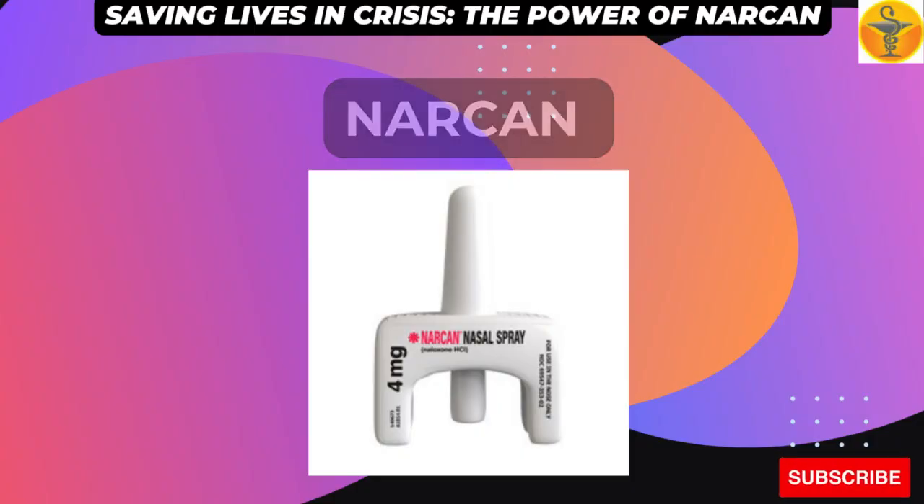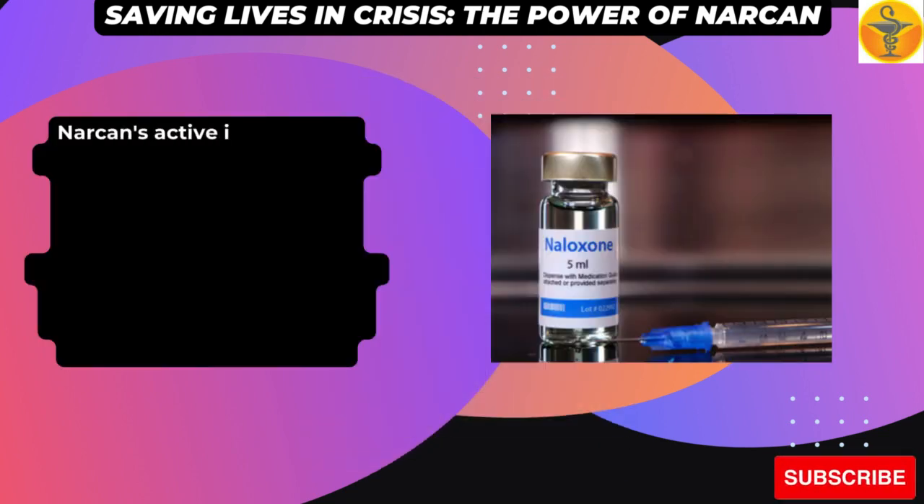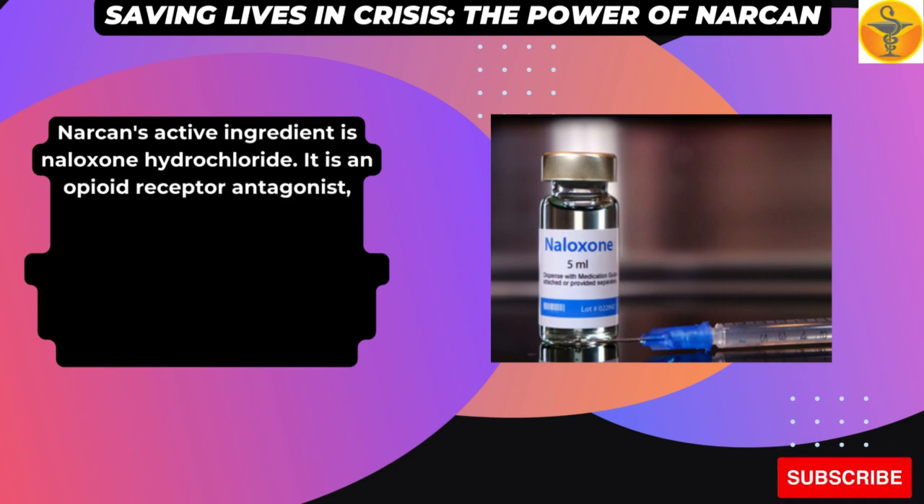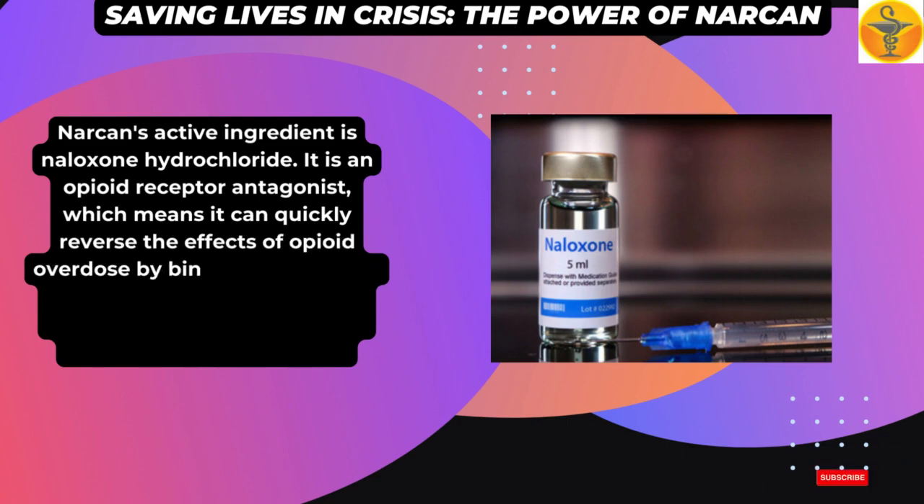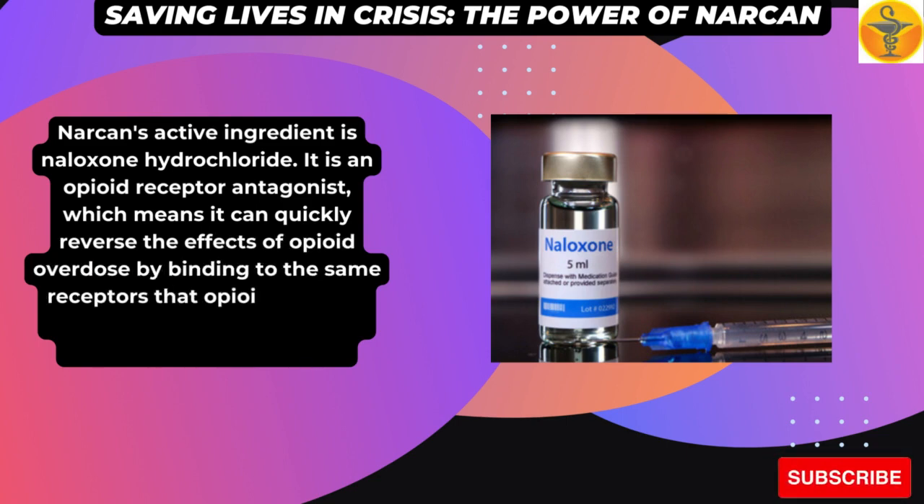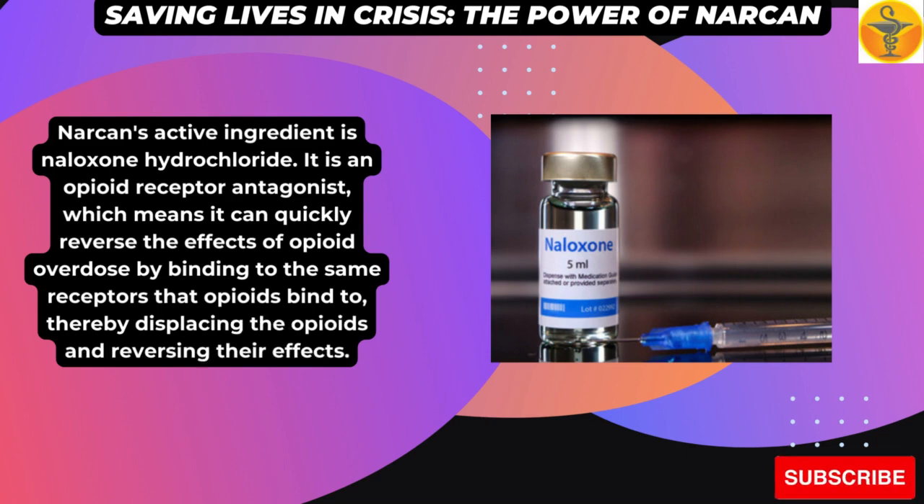Narcan. Saving lives in crisis. The power of Narcan. Narcan's active ingredient is naloxone hydrochloride. It is an opioid receptor antagonist, which means it can quickly reverse the effects of opioid overdose by binding to the same receptors that opioids bind to, thereby displacing the opioids and reversing their effects.